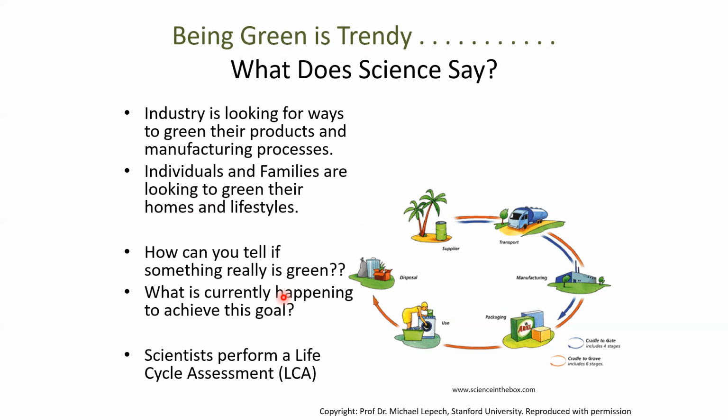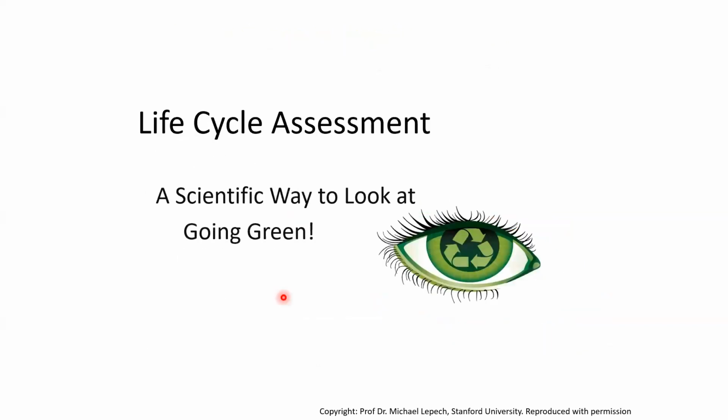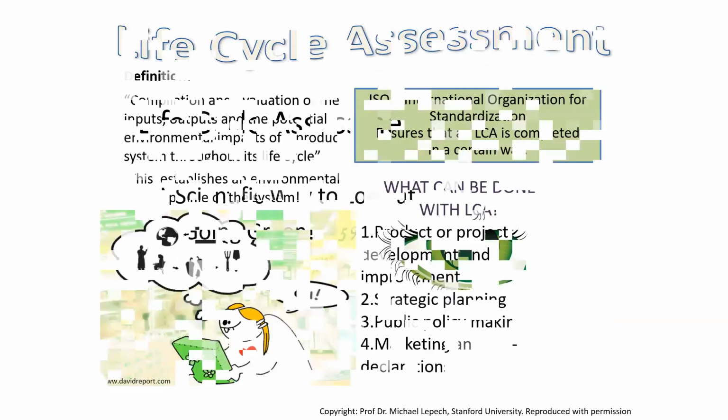And that's what we'll start looking at: the entire product life cycle, from the extraction of the raw material to the manufacturing of the primary materials, manufacturing of the products, use of the products, and then recycling, resource recovery from the product, and finally disposal. So what is the environmental footprint of the entire life cycle of any particular product? That's what we are looking at in an LCA. So in other words, it's a scientific way of looking at going green. So that's what it's all about.